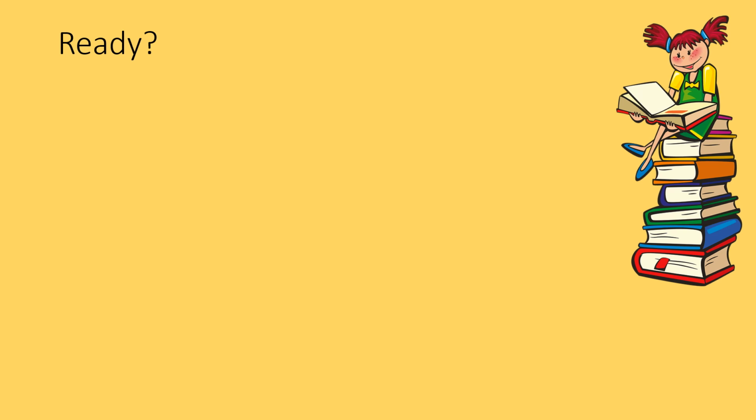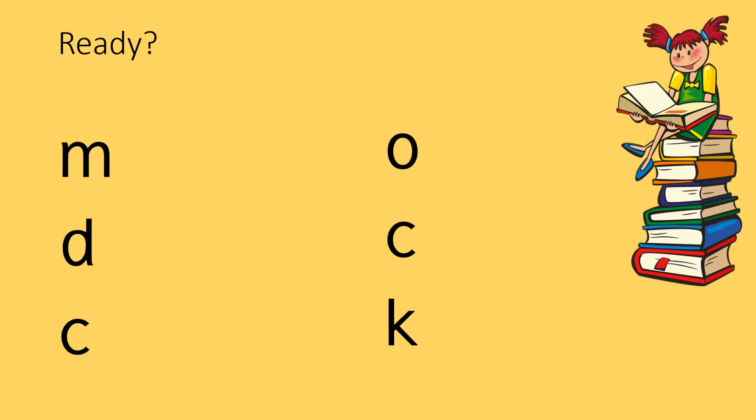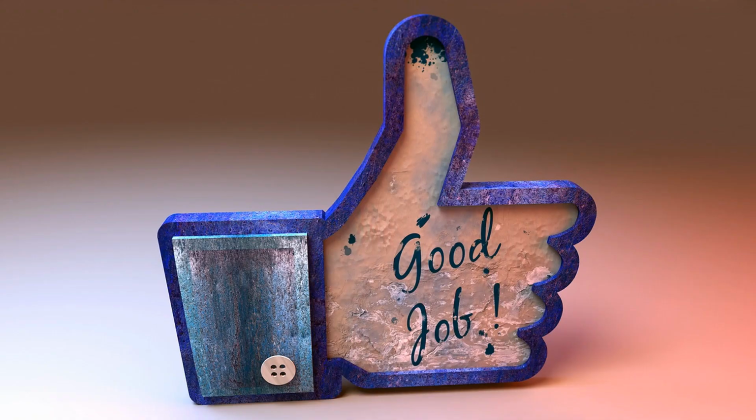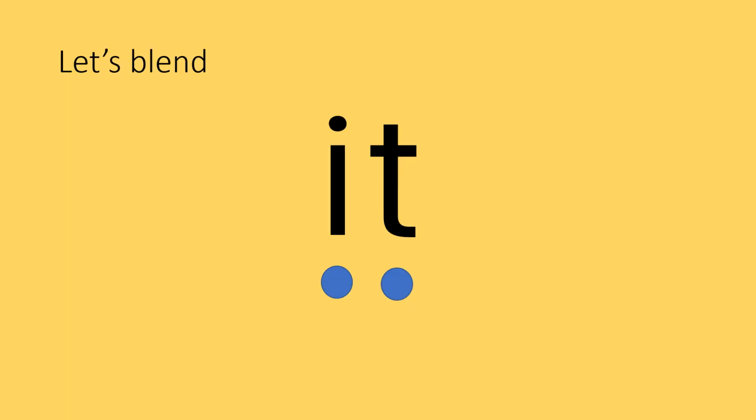Here we go, here's our newest ones from this session. M-d-k. O-k-k. Excellent, well done, it's coming on nicely there. So you have now learnt quite a few of your graphemes in phase two. That's really, really good. So let's see if we can read some of the words that appear on the screen.